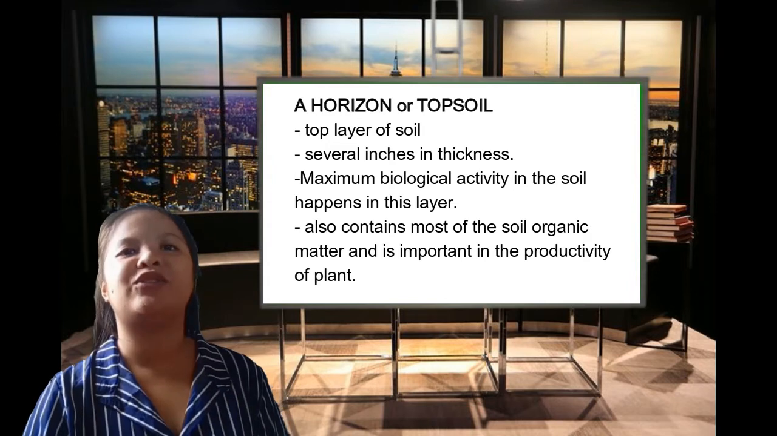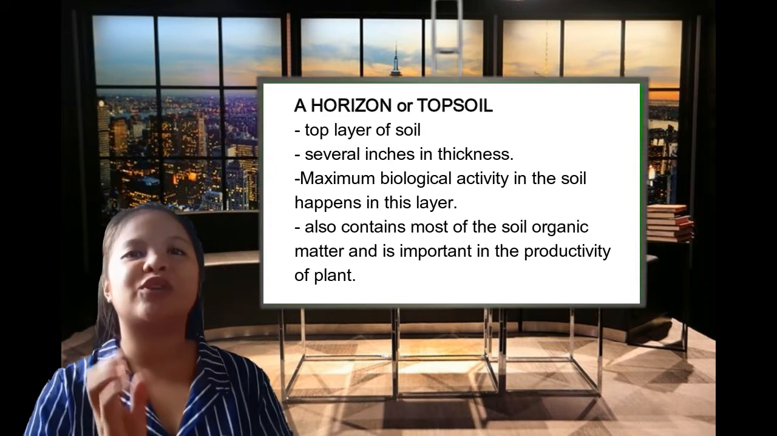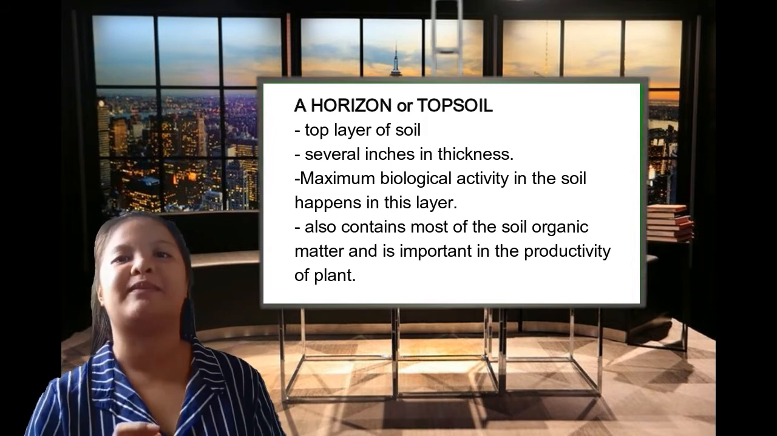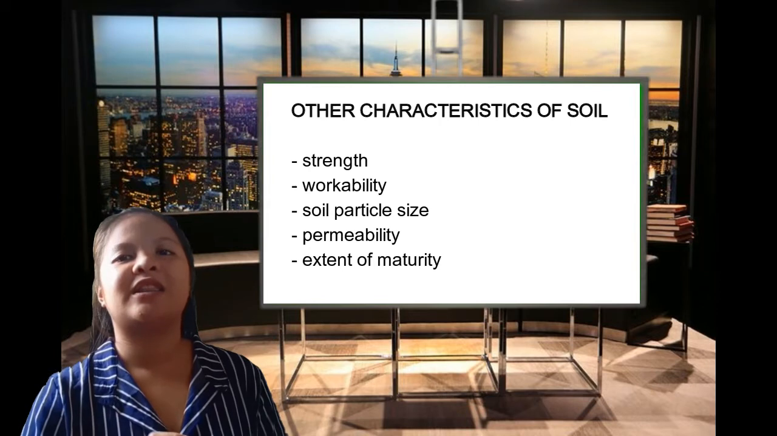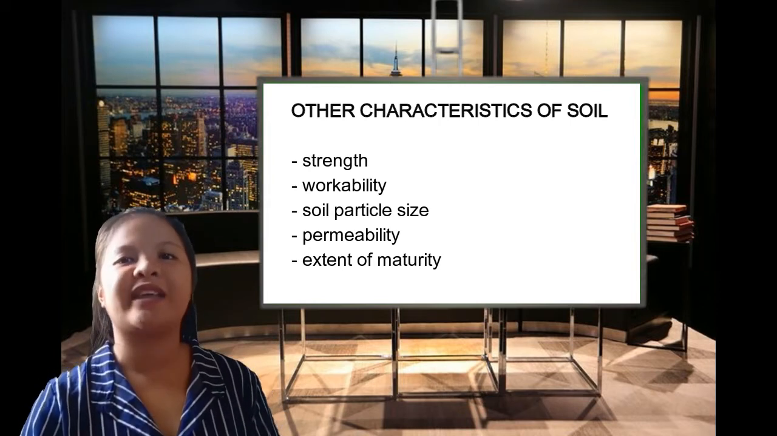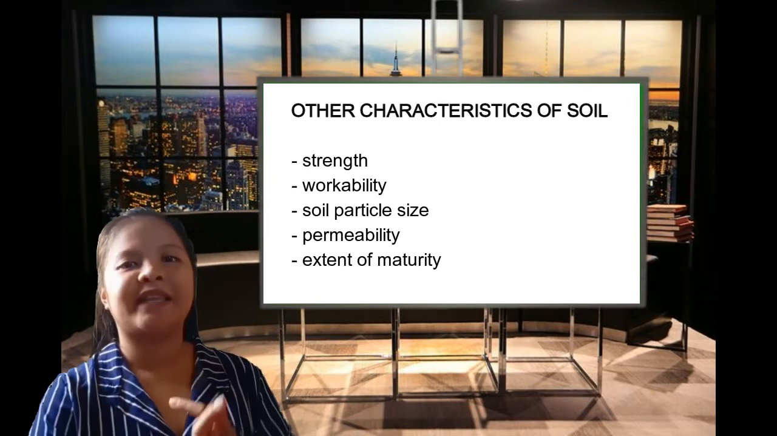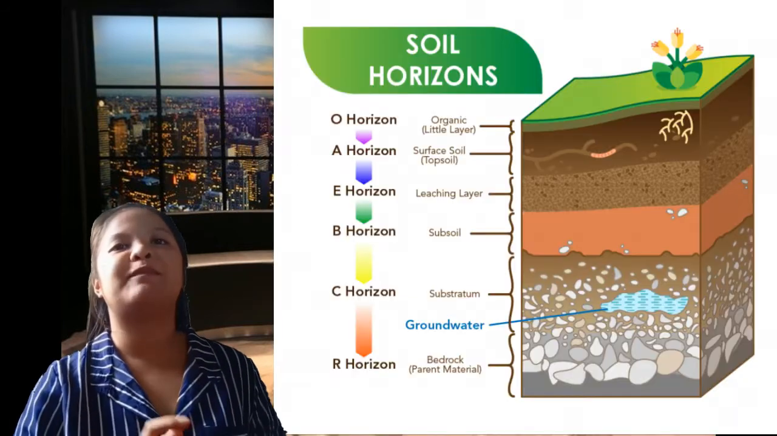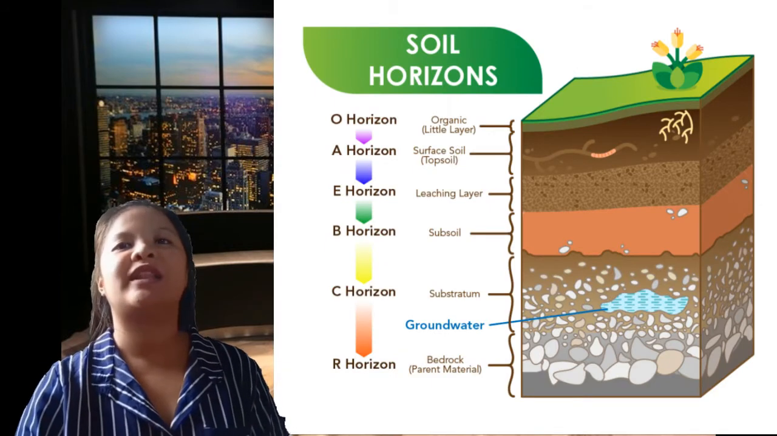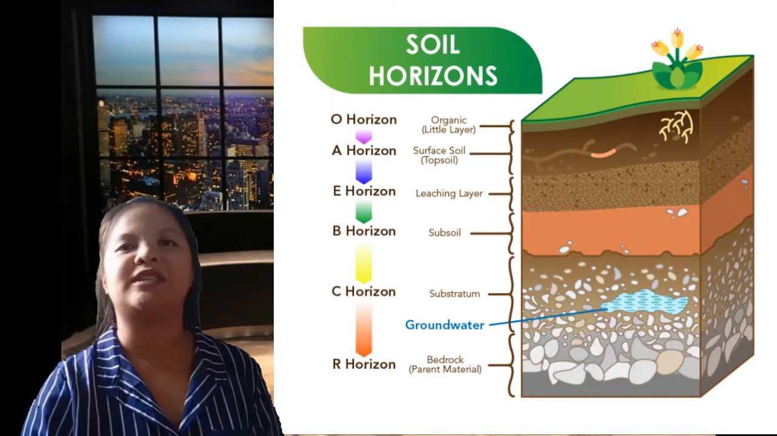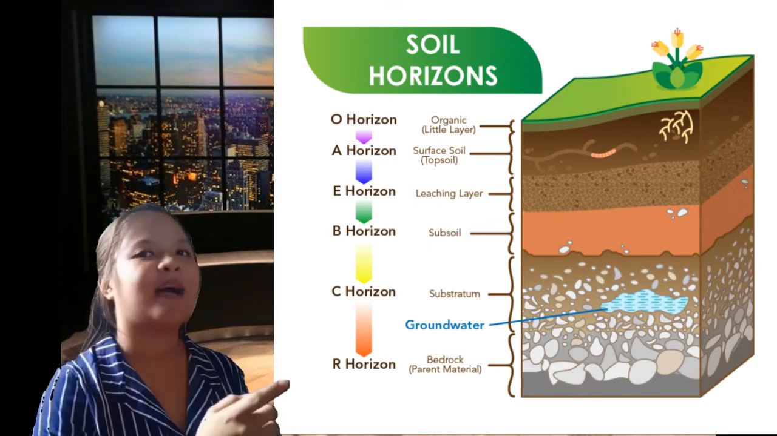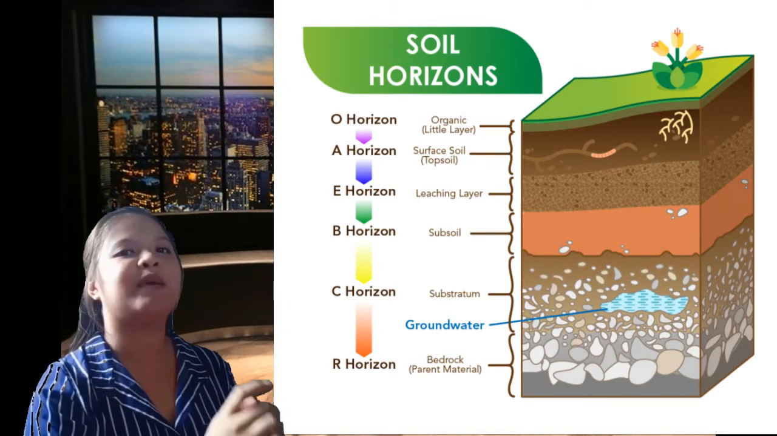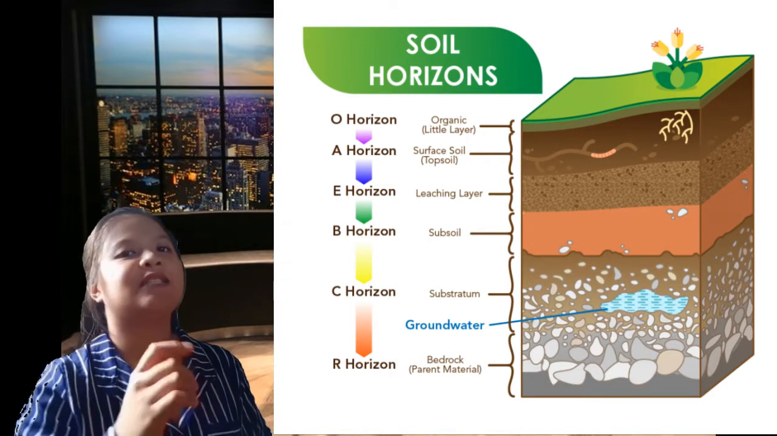Ang A horizon din yung tinatawag na topsoil. Ito rin yung soil layer na nagko-contain ng organic matter and also important siya sa productivity ng plants. There are other characteristics of soil which includes strength, workability, soil particle size, permeability, and extent of maturity. So, makikita nyo dito sa picture, it describes numerous soil that has a variety of horizons. Magsisimula tayo dito sa babang-baba, which is called the bedrock. Yung bedrock ay hard and solid rock beneath surface materials such as soil and gravel.